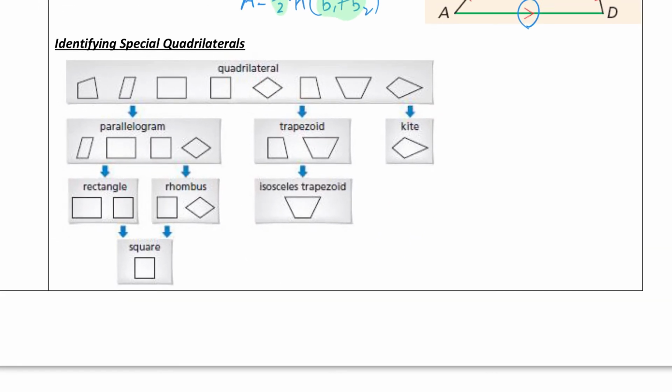We have special quadrilaterals. This is kind of the hierarchy of everything. We've got quadrilaterals, then the special ones are parallelograms. In those you have rectangles and rhombuses, and then under that a square, which is both of these. Then we have the other branch of it, which is a trapezoid and a kite. Under a trapezoid we can have an isosceles trapezoid, and a kite kind of pretty much stands alone.